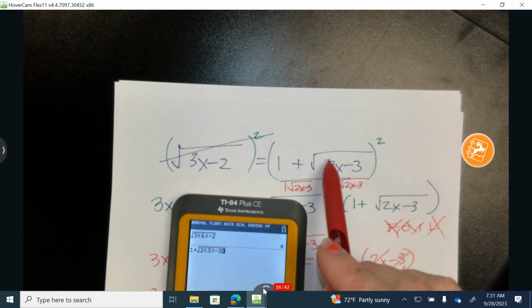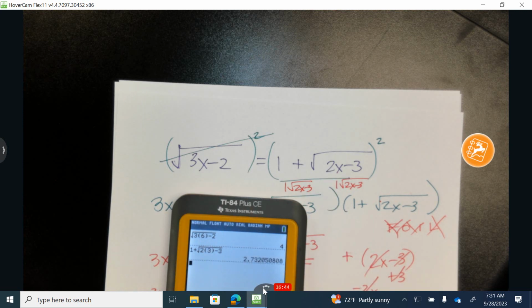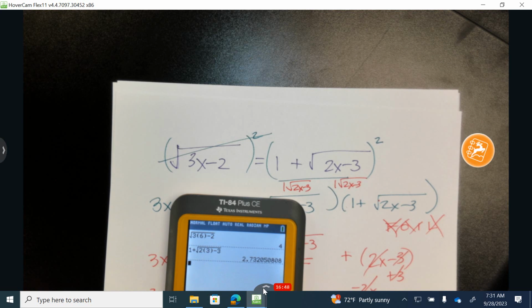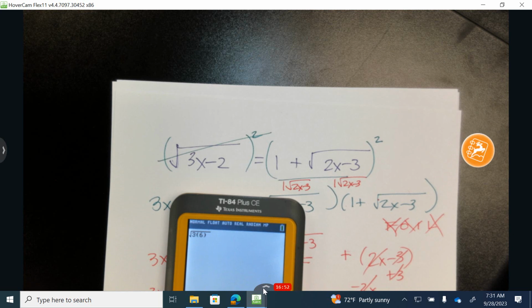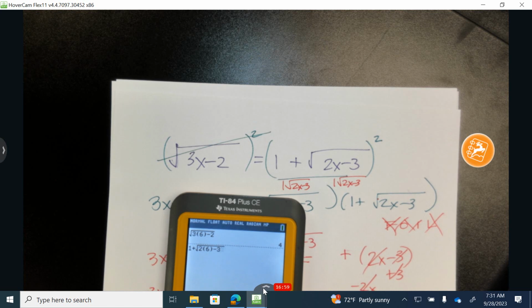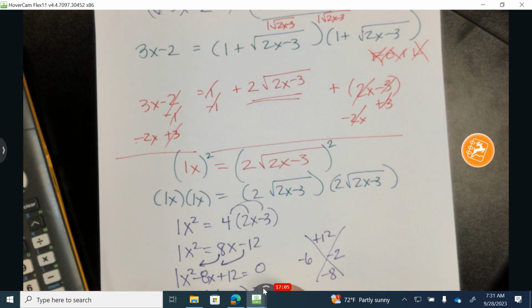Does the left side equal the right side when I substitute in 6? That doesn't work for me. Now, did I plug in something wrong? I did. I meant to put a 6 here. Let's try this again. The square root of 3 times 6, subtract 2, that's the left. 1 plus the square root of 2 times 6, subtract 3. Okay, both times I've substituted 6. Does the left side equal the right side? It does. So I know 6 is a legit answer.